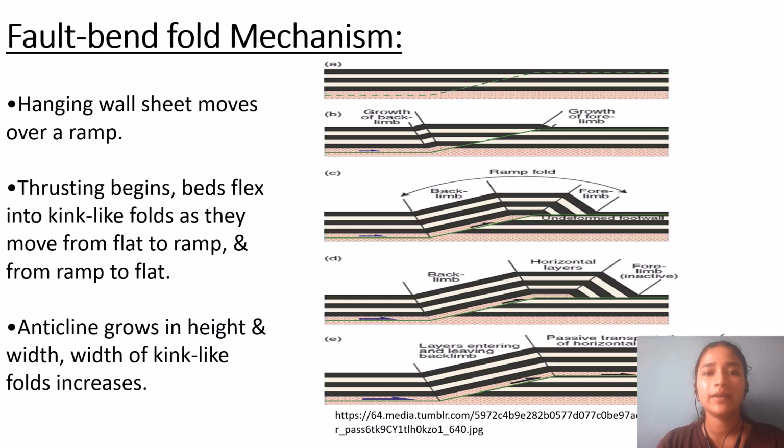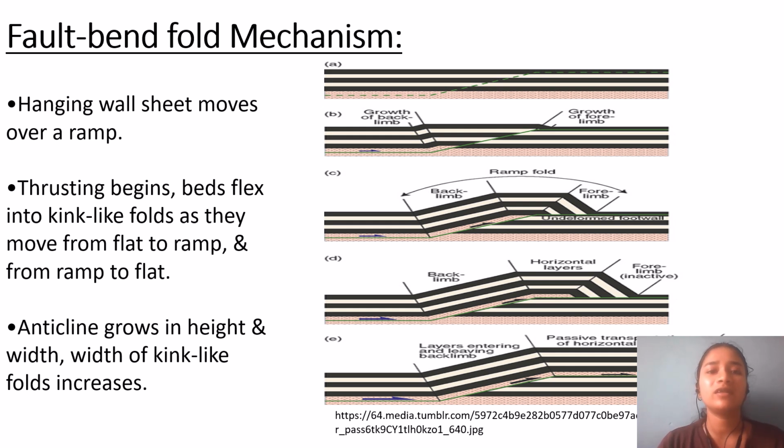Now, fault bend fold mechanism. This slide shows how the fault bend folds develop step by step as the hanging wall sheet moves over a ramp in a thrust fault system. So, initially, the rock layers were flat and undeformed, as you can see in figure A. As the thrusting begins, the hanging wall starts to move up above the ramp. This causes flexing of the beds into smaller kink-like folds. These are the early stages of deformation, early signs. You can see in figure B.